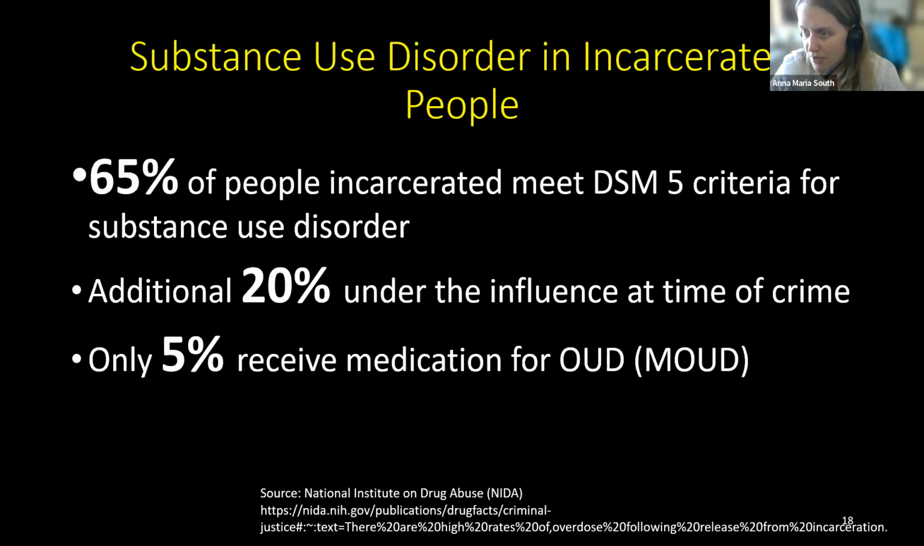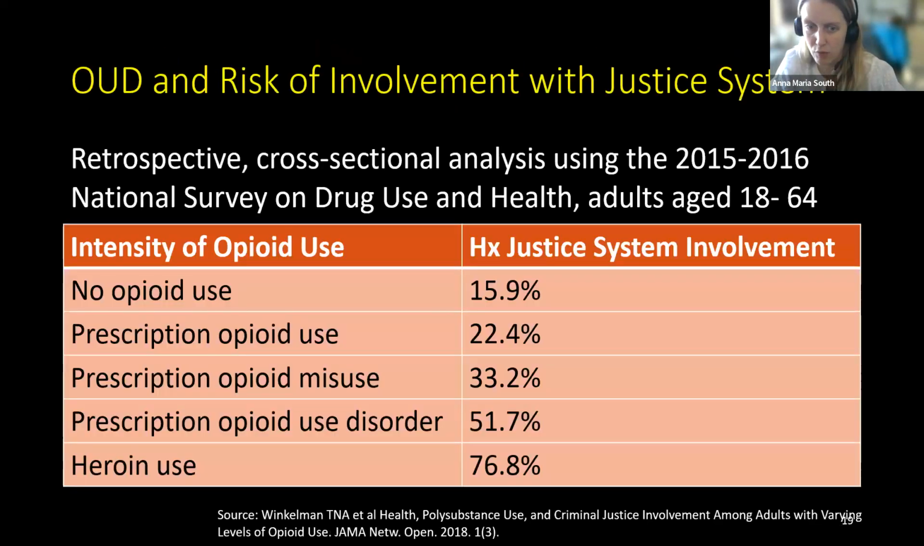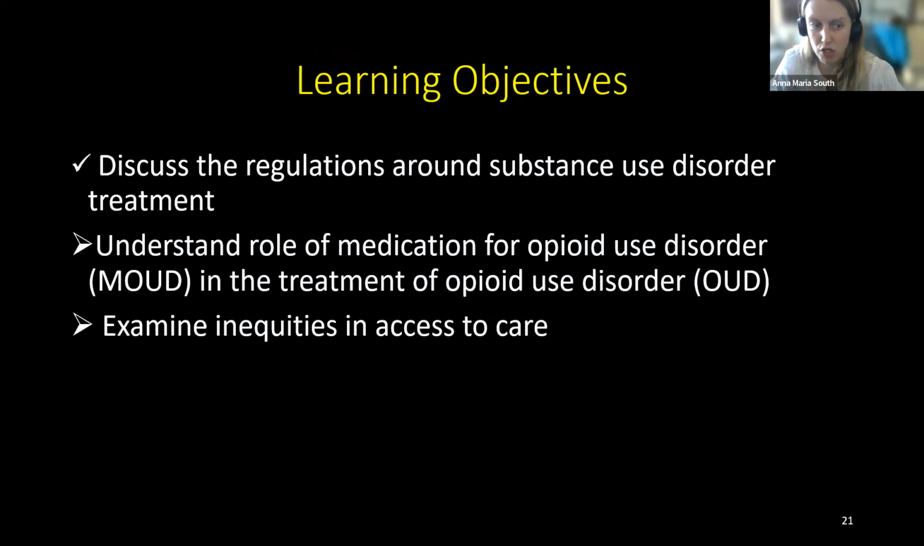So people with substance use disorder are severely overrepresented in the carceral population, but only about 5% of them receive medication for opioid use disorder. So they are severely undertreated for their chronic medical disease. And I will highlight why this is so important when we talk about the medications for opioid use disorder. So that is going through the first learning objective, talking about how the regulations tie in to why we have such limitations on treatment and why we have such a high population of patients with substance use disorder who are incarcerated.